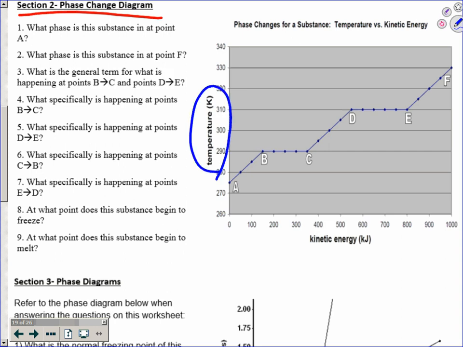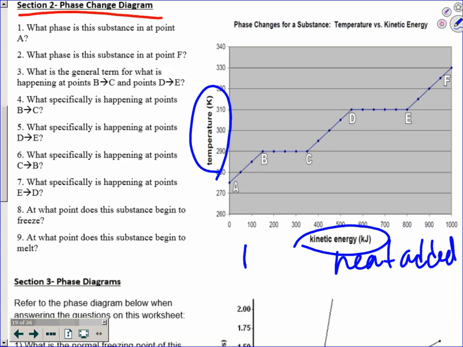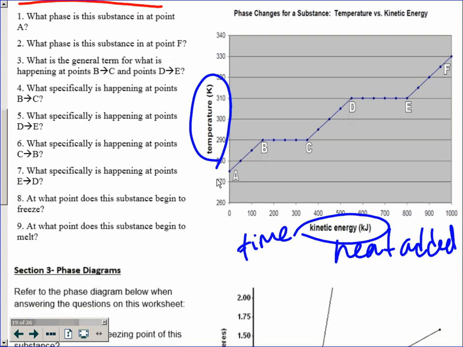Temperature is going to remain the y-axis, but this can be heat added, kinetic energy added, or time. So there's a couple different labels you'll see. Don't let that confuse you. It's still a heat curve. It's just delineated with slightly different variables. All right, and then who's on my website? Go ahead and get on my website if you're not there. I'm just trying to answer a couple more questions here with you.